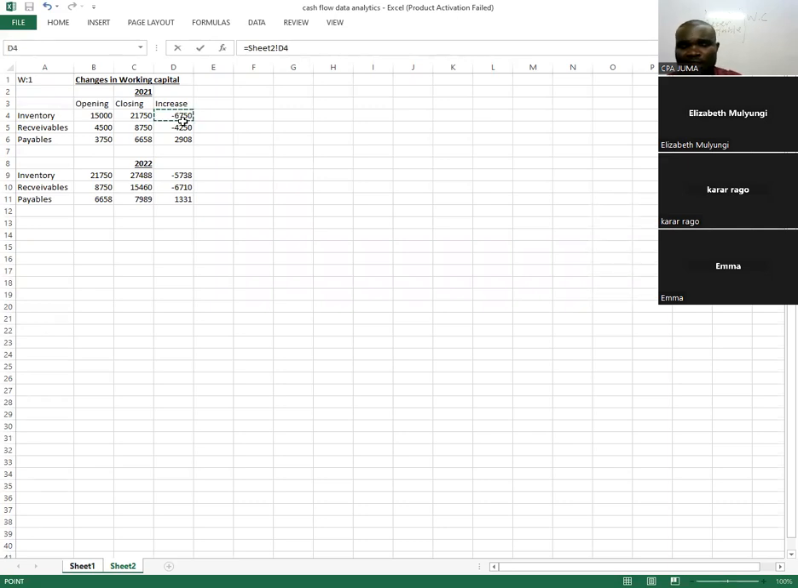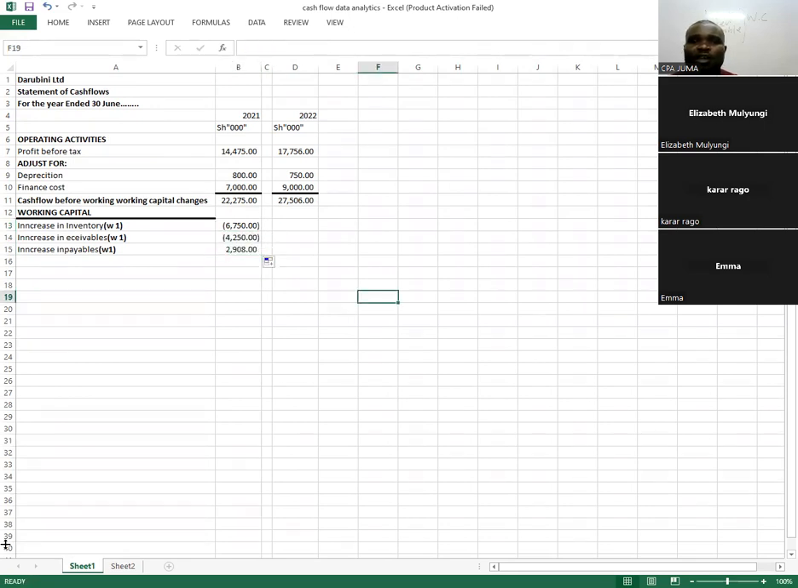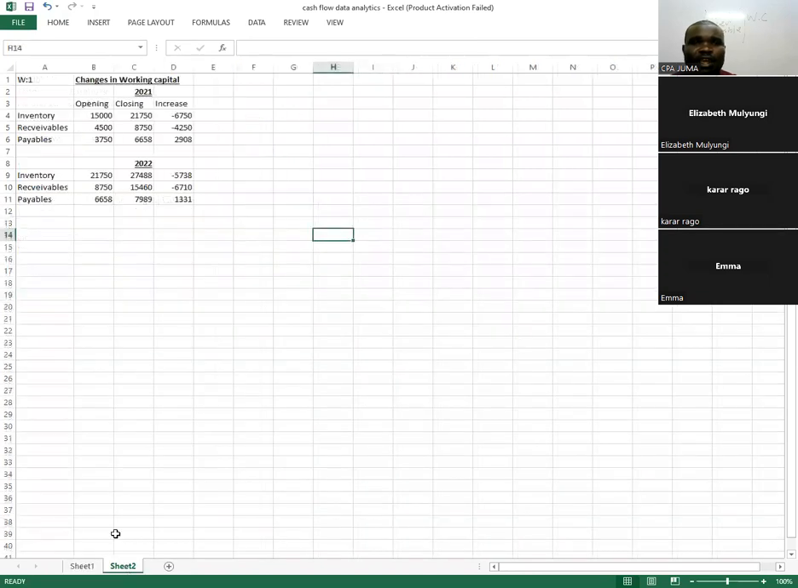I click that. Then again, I say equal sign. Then I go back. Then when I go back, I delete that second equal sign. Then I press that one there. So once I press it, it comes. Then I drag it down. It will bring all those other figures. If you check those figures, they should be the same: 6750, 4250, and 29. They are the ones we have this other side. So we have interlinked them.